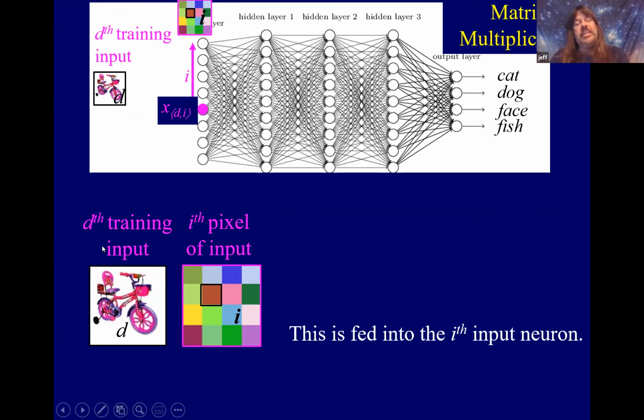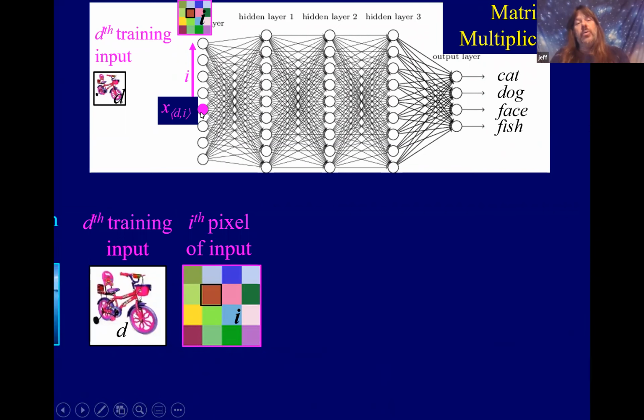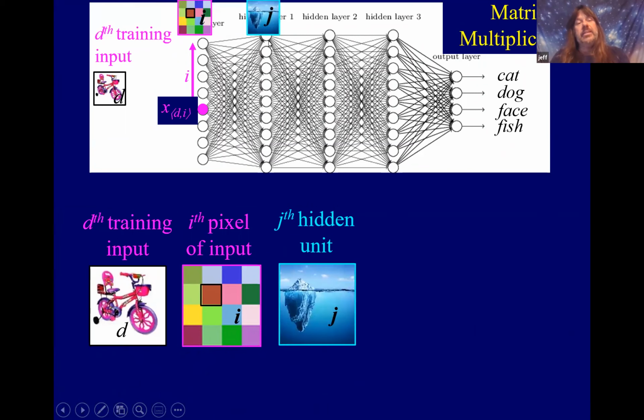So we have our D training data, and for the ith pixel, x_di is how bright the ith pixel of the dth training data is. That value gets put in right there. So let's now talk about hidden nodes. At the next layer, for each index j, there's going to be the jth hidden node, and we index it by j.